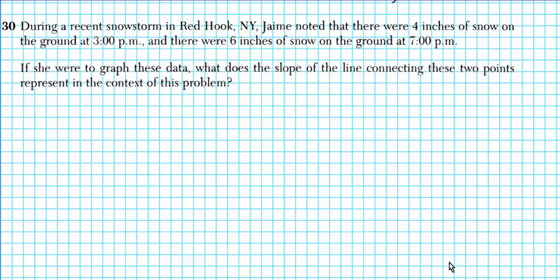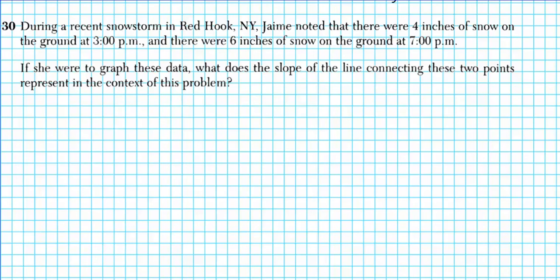All right, let's take a look at question 30. It reads, during a recent snowstorm in Red Rock, New York, Jamie noted that there were 4 inches of snow on the ground at 3 p.m. and there were 6 inches of snow on the ground at 7 p.m. If she were to graph these data, what does the slope of the line connecting these 2 points represent in the context of this problem?